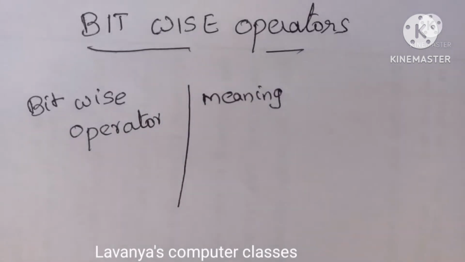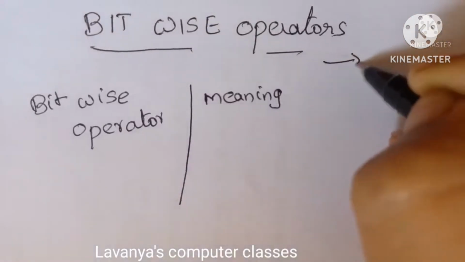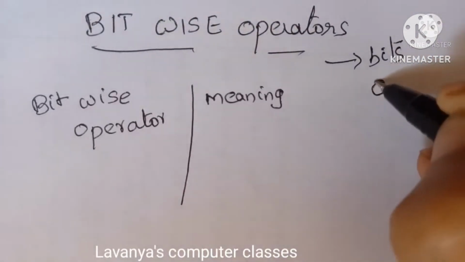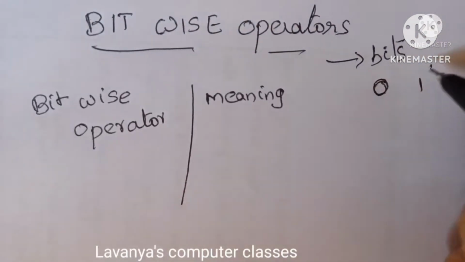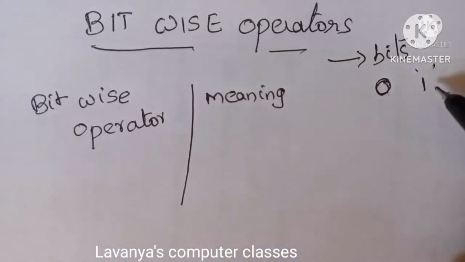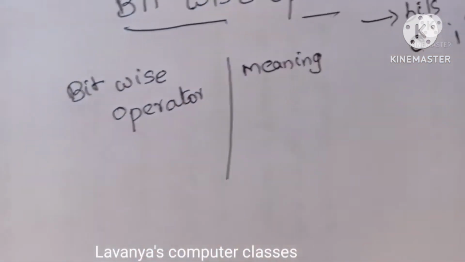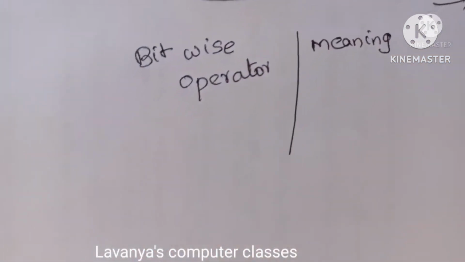And what does bitwise operator mean? A bitwise operator is an operator used for working on individual bits. So what is a bit? A bit is either 0 or 1. So if you want to work with any operator on individual bits, either 0 or 1, those operators are called bitwise operators. So what bitwise operators are available?